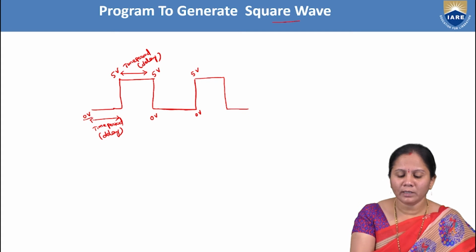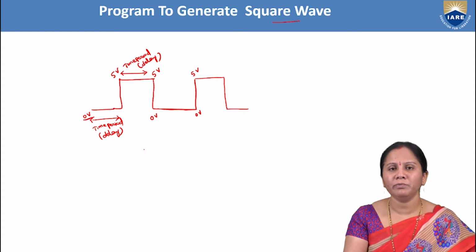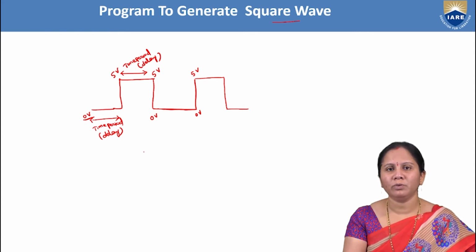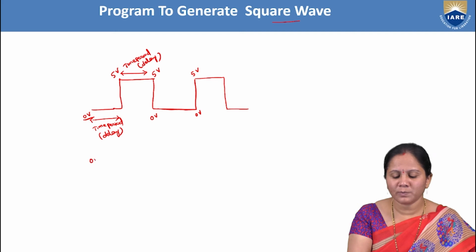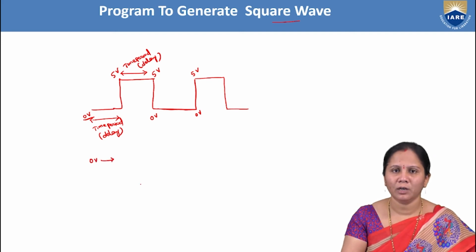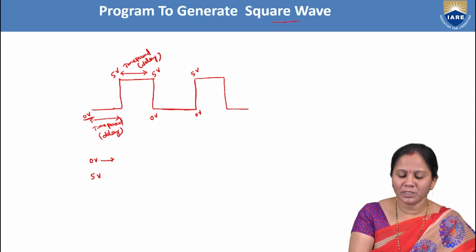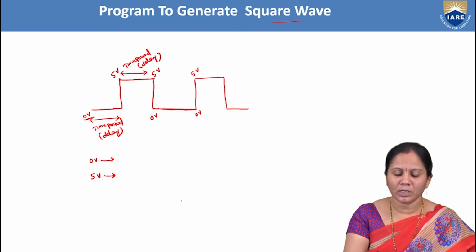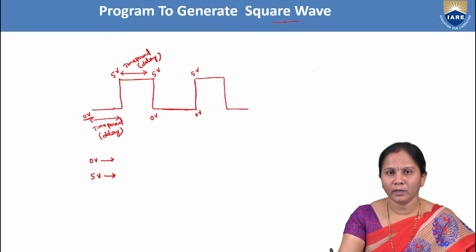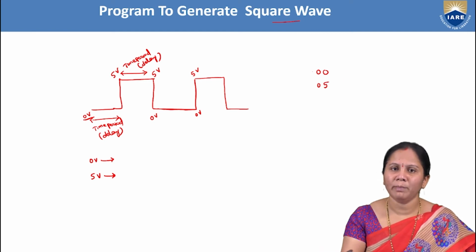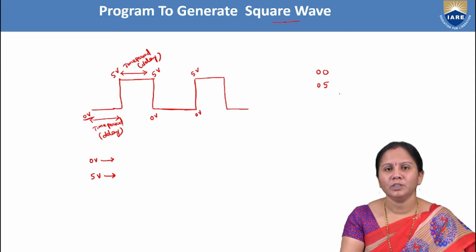Generally, 00 you have to represent in the form of binary in the program. But while writing an assembly level language program, whatever values you indicate should be represented with the help of hexadecimal only. So 0 volts is the minimum voltage according to our consideration, and 5 volts is the maximum voltage. To represent 0 volts using 8-bit data, you can write 00. 5 volts is the maximum voltage, so you can represent that with 05.